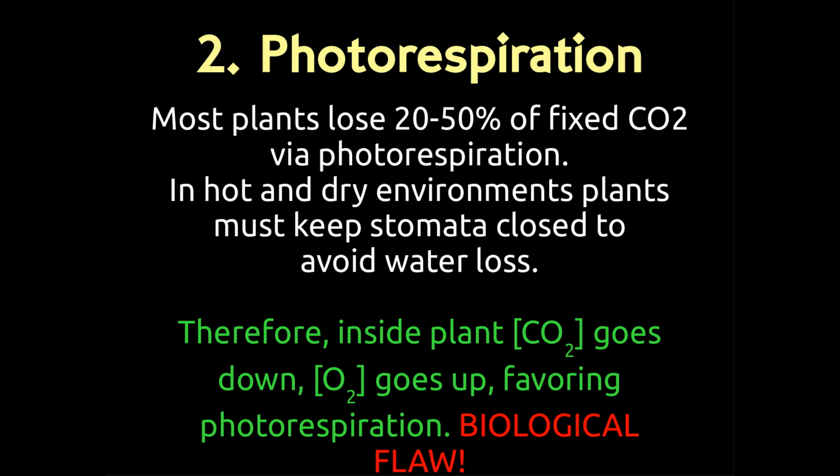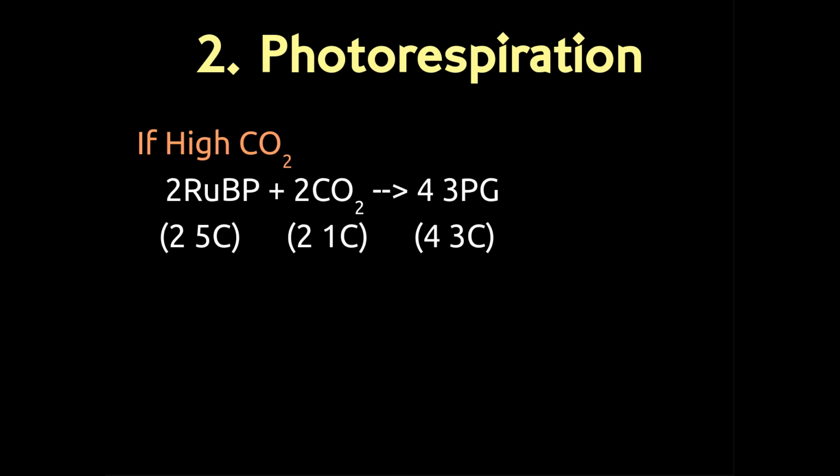And this leads to a problem because you have photosynthesis going on. Photosynthesis is using up carbon dioxide and it is creating oxygen. So the carbon dioxide is going down, the oxygen is going up, and this is increasing the probability that Rubisco is going to use oxygen as a substrate instead of CO2, which favors photorespiration. Again, this is a biological flaw that is not helping us out at all.